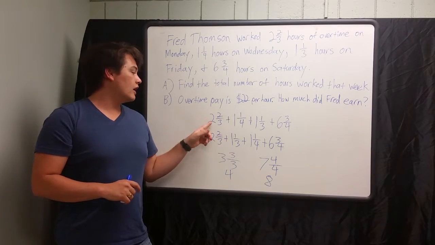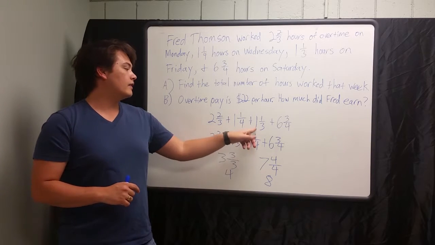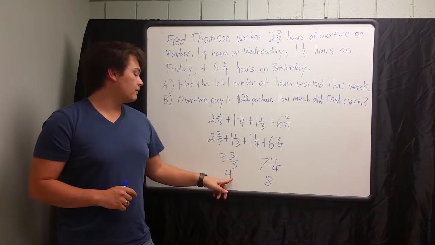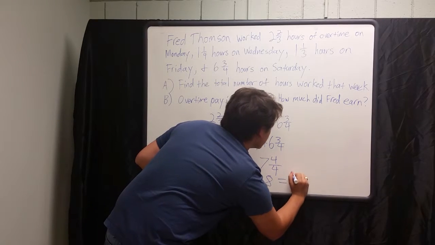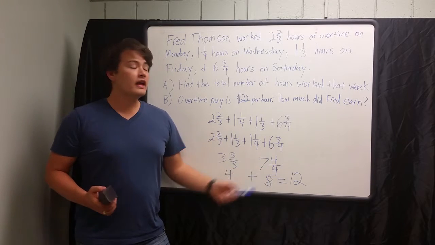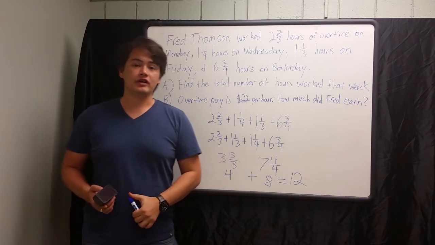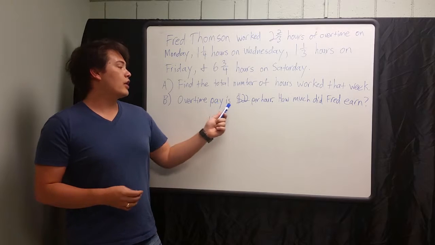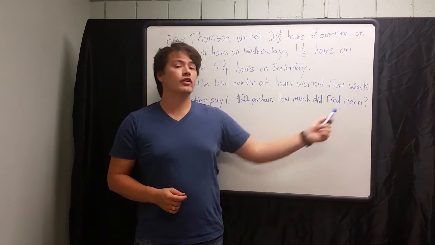So now we've combined these two numbers to give me a whole number of 4, and these two numbers to give me a whole number of 8. So it's just going to be 4 plus 8, which is going to equal 12. And 12 is the total number of hours worked that week. So now we're going to work on the second part. Overtime pay is $22 per hour. How much did Fred earn?